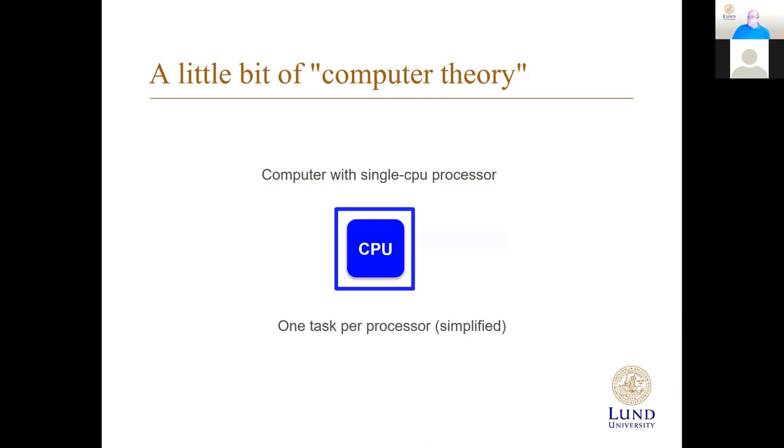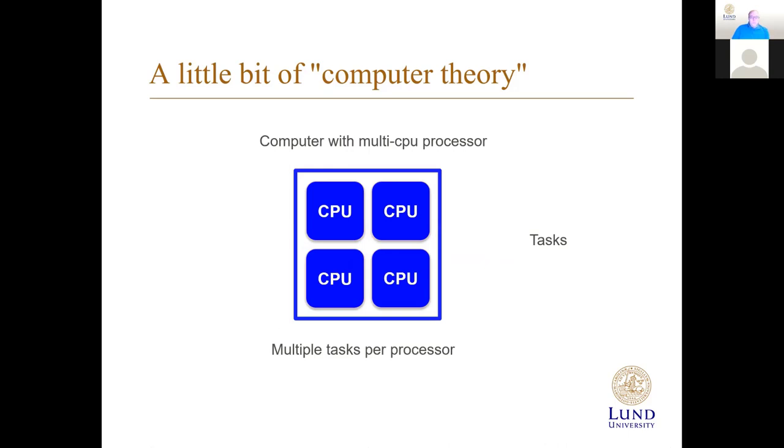So first, a bit about computer theory. In many cases, many computational codes are designed around a single CPU processor, so you have one task per processor. It executes from one point and it's done. In this case, you always have to wait for the result to finish. So this is a single CPU processor. It's not very common today.